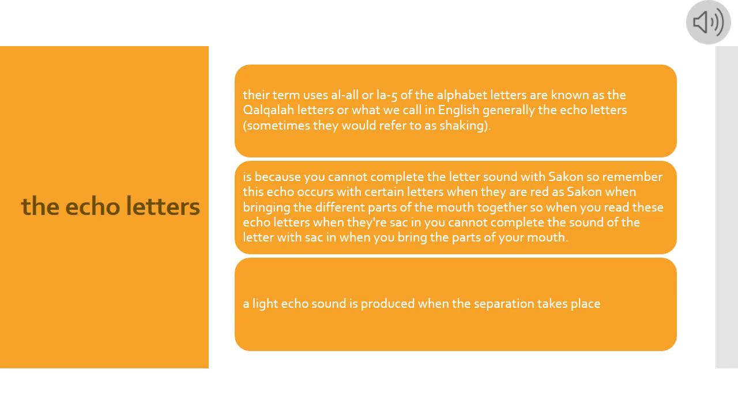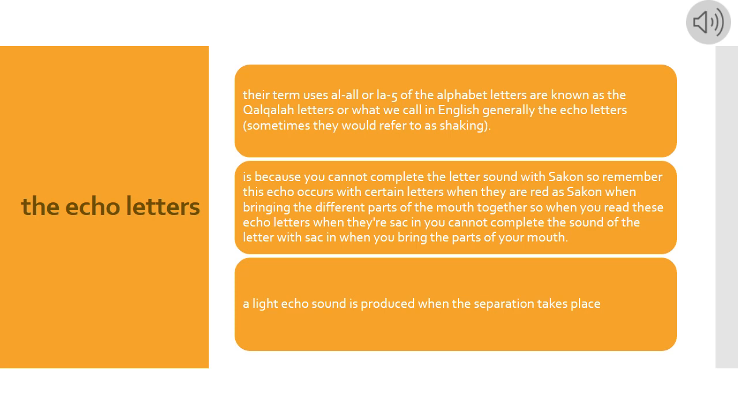So, the echo letters. In Arabic, as we said before, القلقلة. Five of the alphabet letters are known as the qalqala, or what we call in English generally the echo letters, okay? Sometimes referred to as shaking. Okay, so what is the reason here?